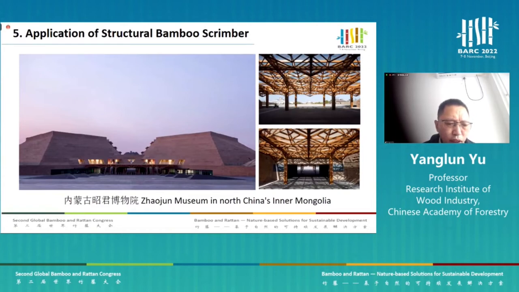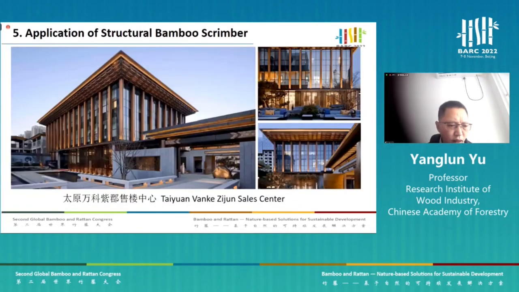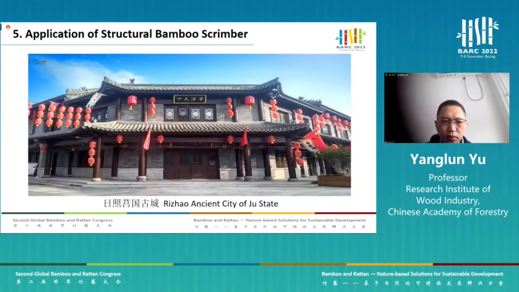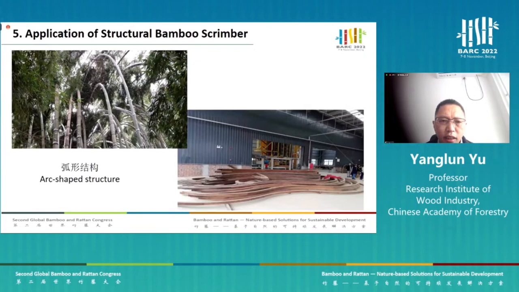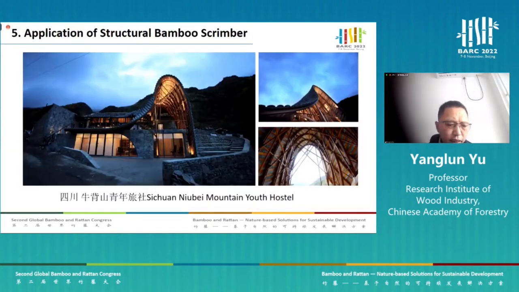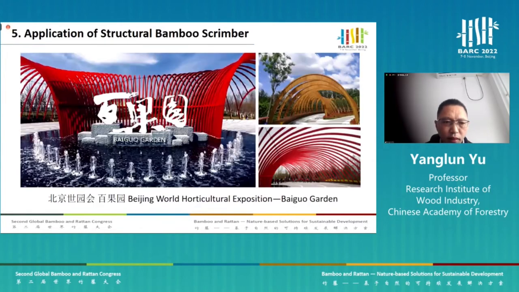Here you can see that in the Zhaojun Museum in northern Inner Mongolia, bamboo scrimber is used, and this is a project in Wanke, the Yizhou ancient city in Shandong province. All these structures have combined bamboo with traditional Chinese architecture. The bamboo scrimber also maintains its features of bamboo, and we have developed arc-shaped structures. Currently, they are used in Sichuan province, in a guest house and the botanic garden in Beijing.